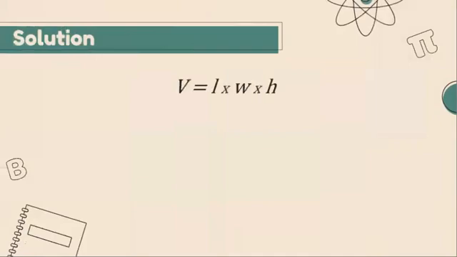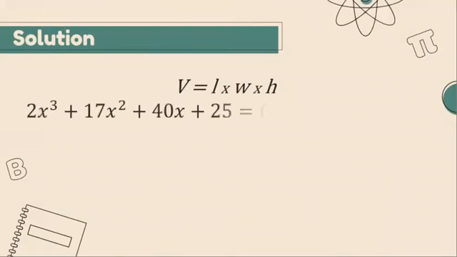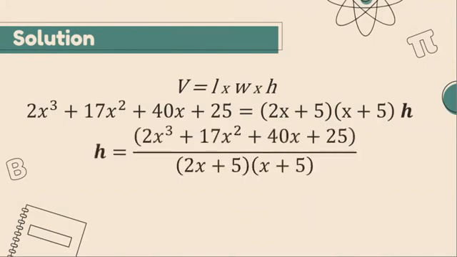So going back with our solution. Again, for the hint, the volume is equal to length times width times height. So isa-substitute lang po natin yung ating given dun sa ating formula. We will arrive with this expression: 2x cubed plus 17x squared plus 40x plus 25 is equal to length at saka width, 2x plus 5 times x plus 5 times height. So ibig sabihin po, ang ating hahanapin na dimension is for the height. And this is the expression on how we are going to find the height of the given figure.